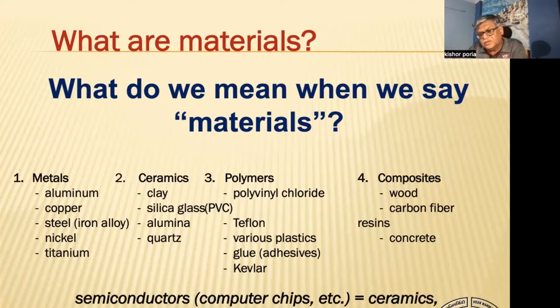In the same way, if you look at polymers, there are polyvinyl chloride, PVC, Teflon, various plastics, different types of glues which may be used as adhesives, and Kevlar. These are examples of polymers. Polymer is one important class of material. In the same way, in the case of composites, natural wood, synthetic wood, sunmica, formica, carbon fibers, different types of resins, and concretes are all to be considered. They come in the group of composites. So composite is also one important class of material.